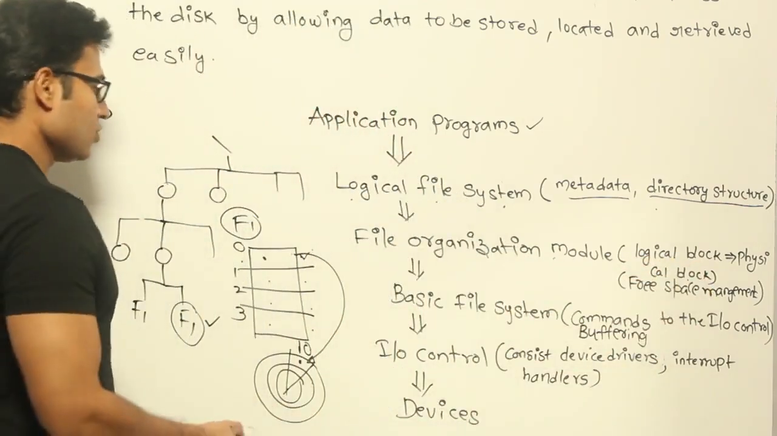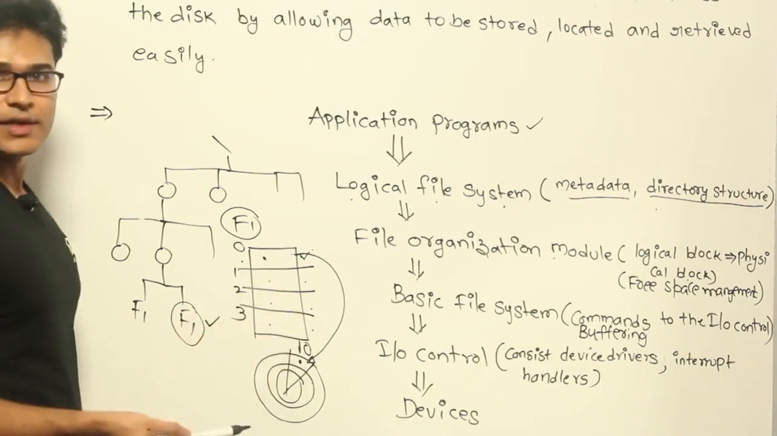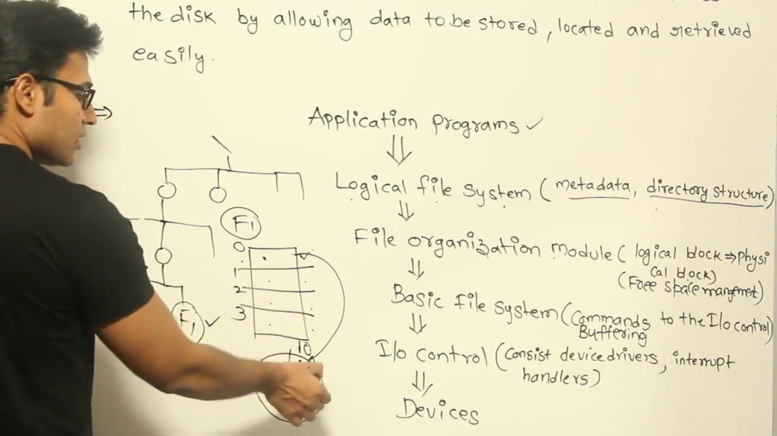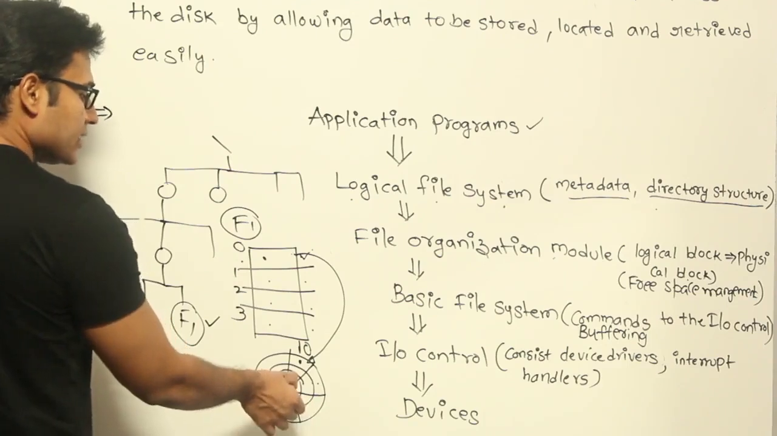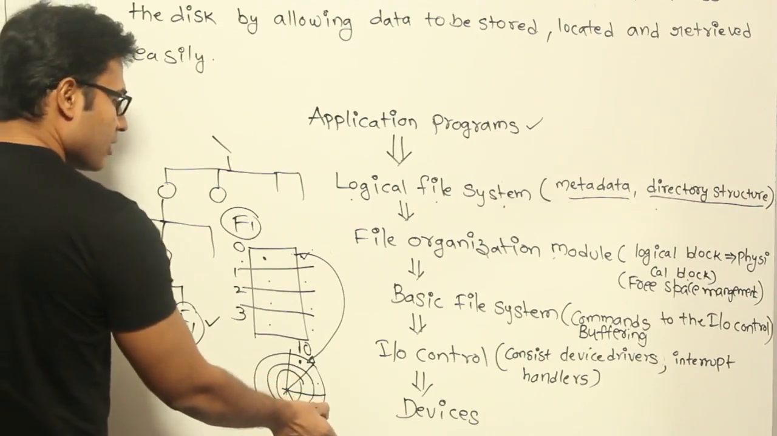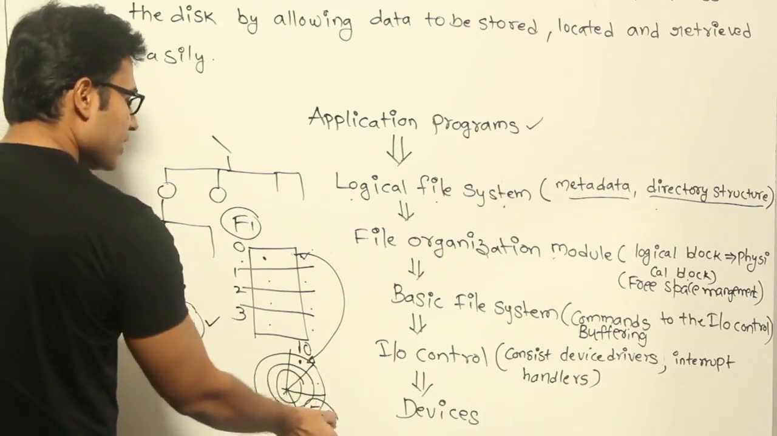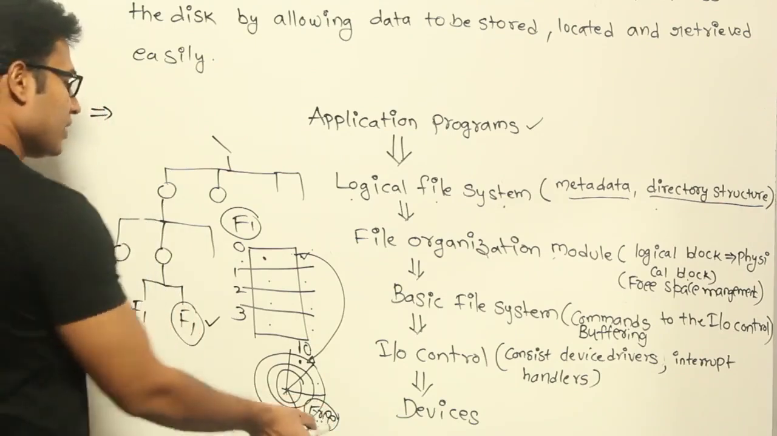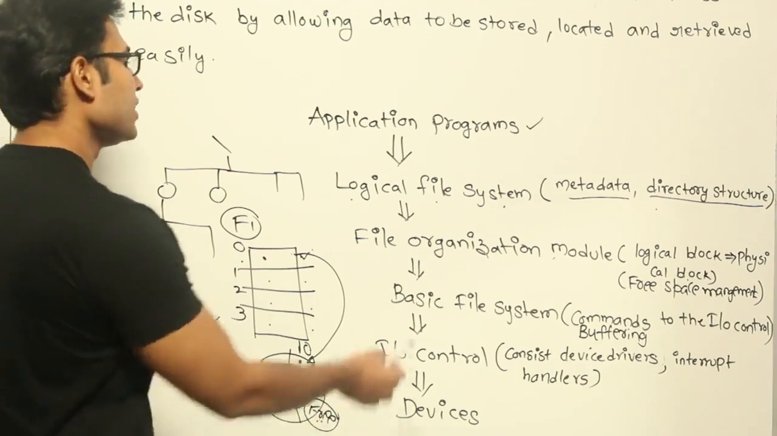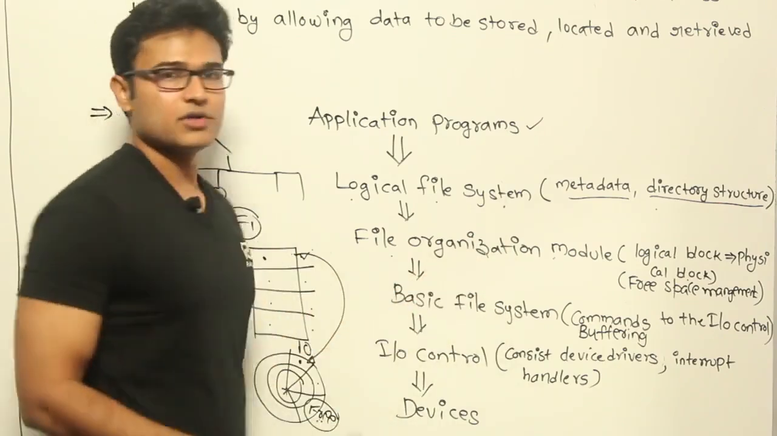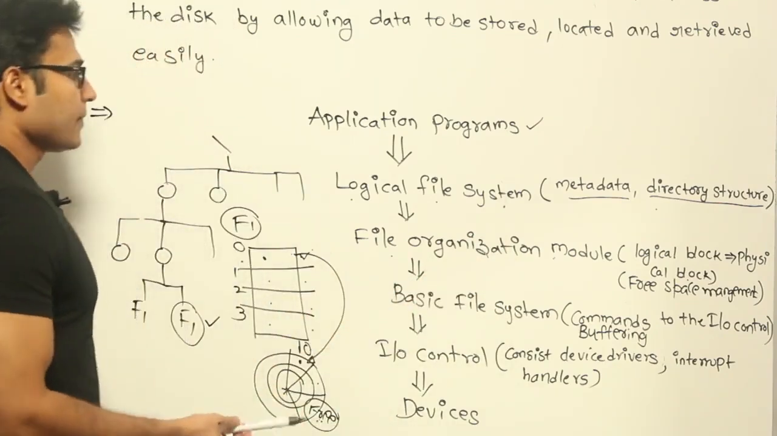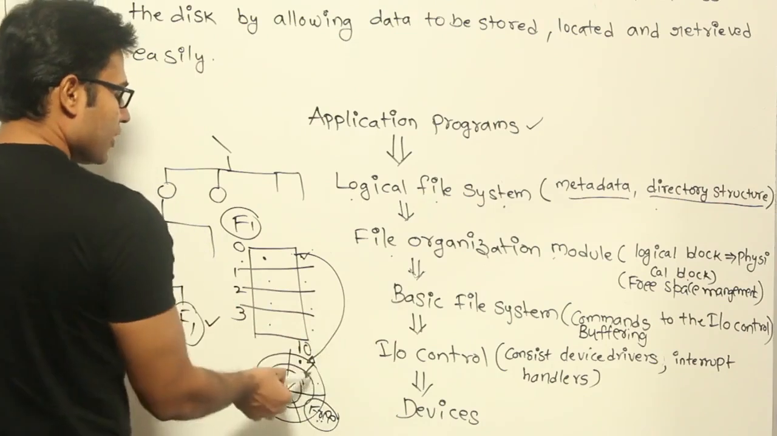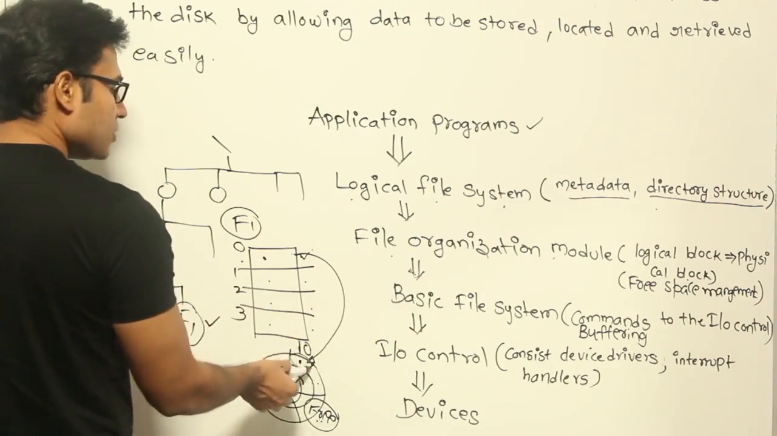And let us say you want to create a new file. In that case, you have to find out what all the free blocks available on the disk are, and let us say there is a free block, right? Then you are supposed to get it, and into that you are supposed to write some data. Now even that free space management is also being done by the file organization module. Got it? Okay.